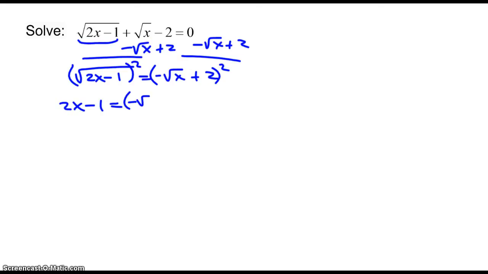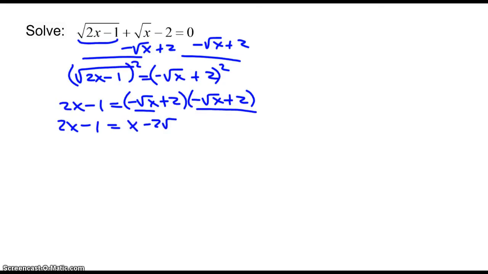And then I have a negative square root of x plus a 2 times another negative square root of x plus a 2. I have to do distribution, which means everything on the right times negative square root of x. That's going to be negative times negative is a positive, and that's going to be an x. Then I have negative 2 square root of x, and then everything in here times this 2 is going to be another negative 2 square root of x plus a 4. Combining like terms, 4 square roots of x plus 4.